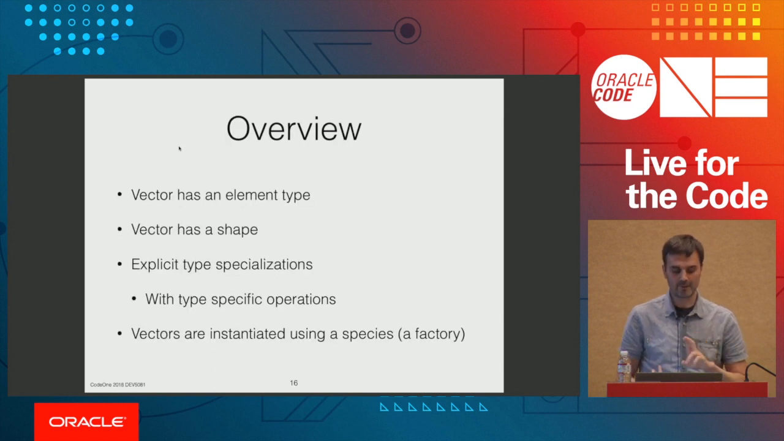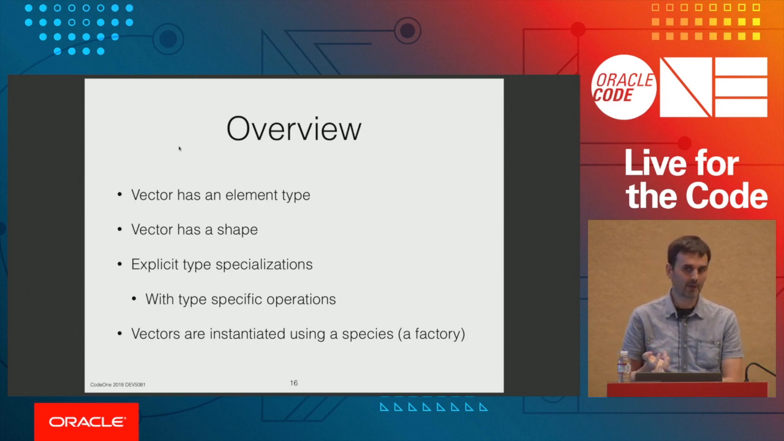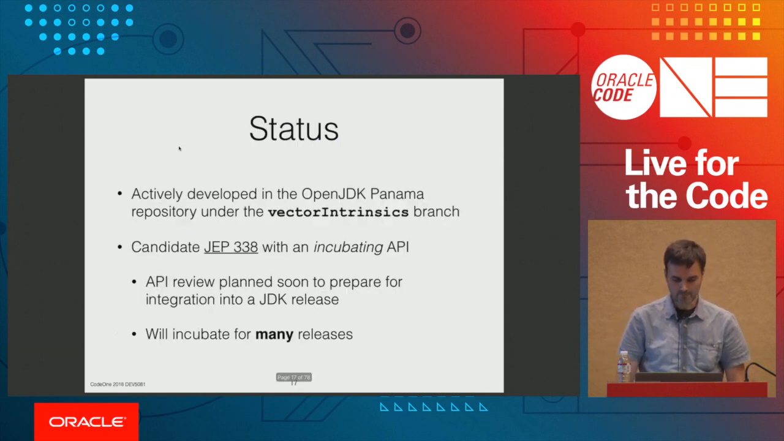So the overview is a vector has an element type, it has a shape, with explicit type specializations and specific type operations on there. So a float will have operations like sine, cosine, and so forth, but an int vector would not have those operations that don't make sense. And vectors are instantiated using something called a species, which you can think of as a factory that gets you an instance of a vector from an array, from a constant, or something like that. I've glossed over this a bit because I want to show some more examples.